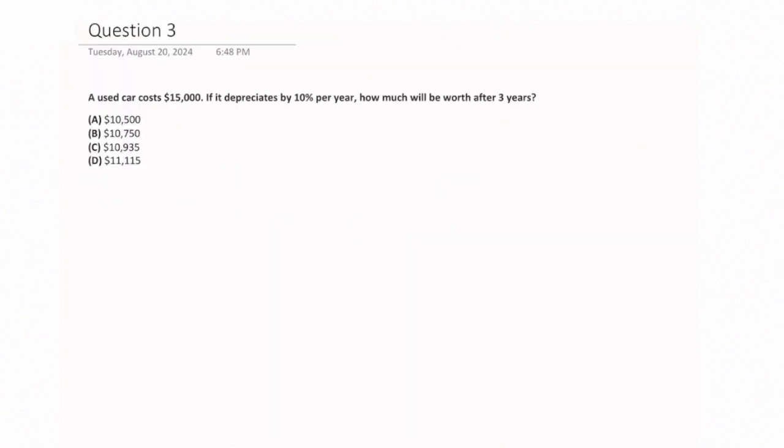All right, let's move on to question 3. A used car costs $15,000. If it depreciates by 10% per year, how much will it be worth after 3 years? So first, we're going to start with highlighting the important number so we know what we're looking for. 10% per year. That's important because per year is going to make this a compounded equation. We know that the initial cost will be $15,000, and we're looking for the amount over 3 years.